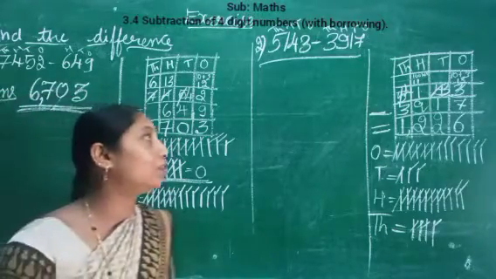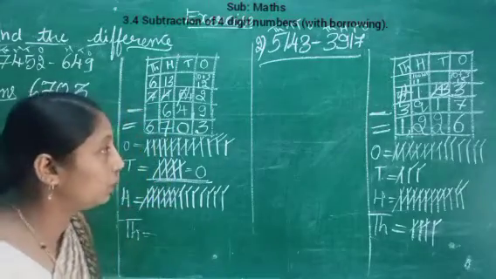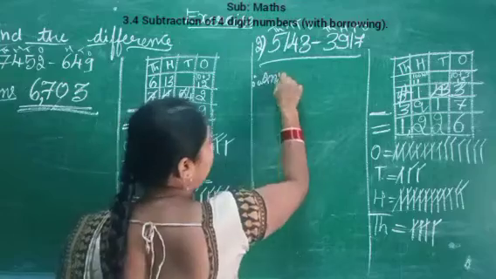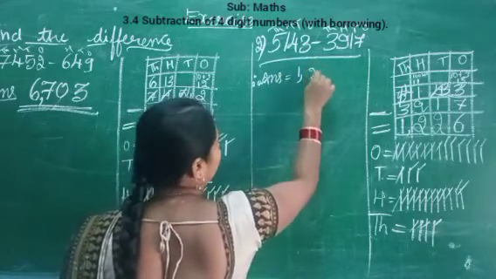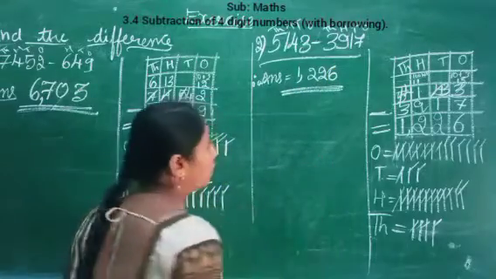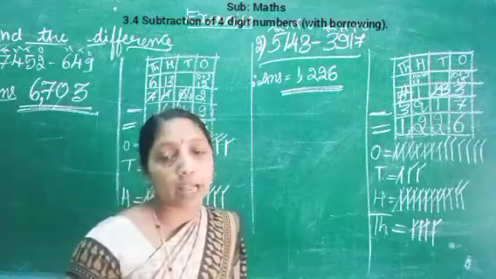5143 minus 3917. Its answer comes to, therefore, the answer is equal to 1226. Answer is 1226.